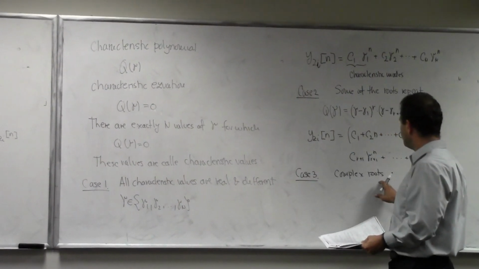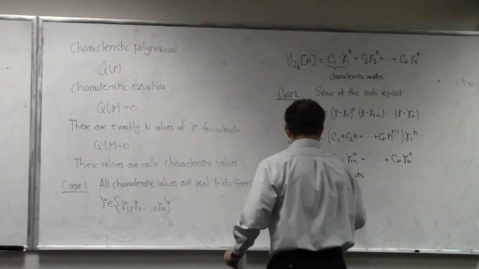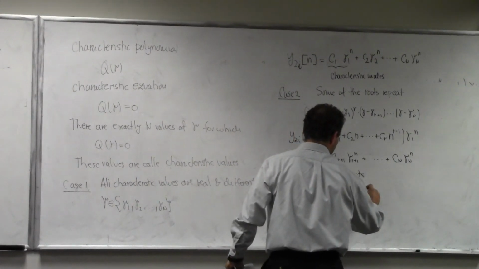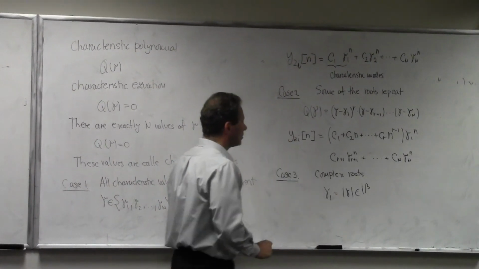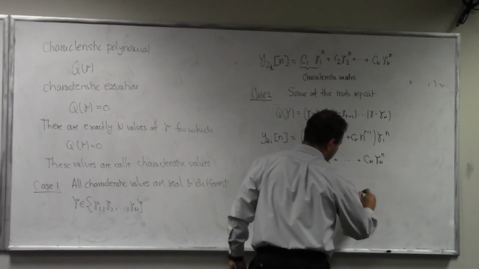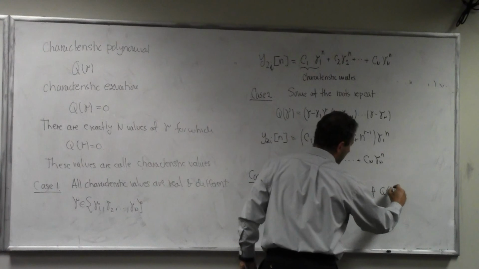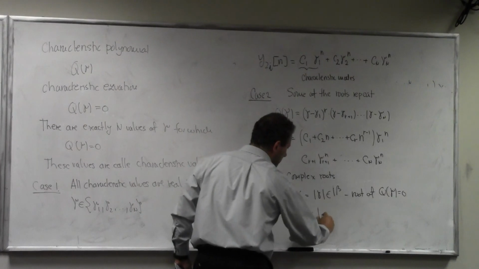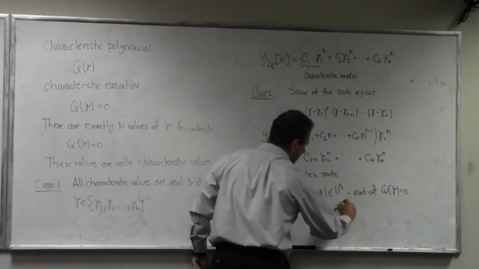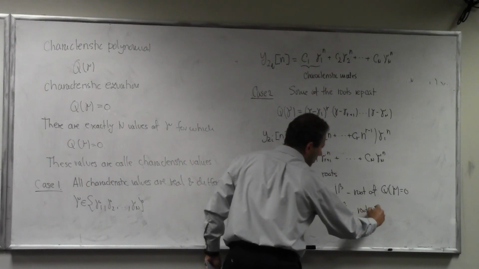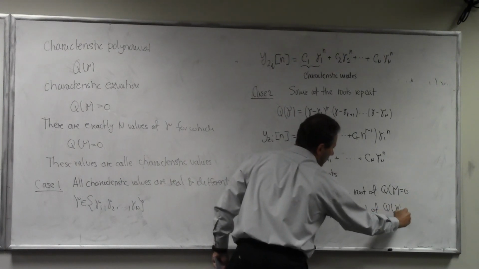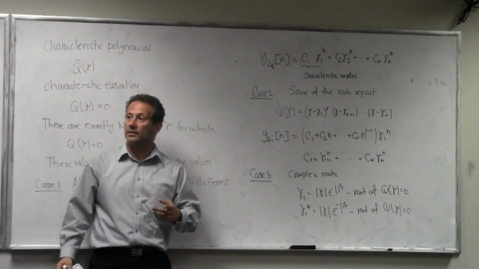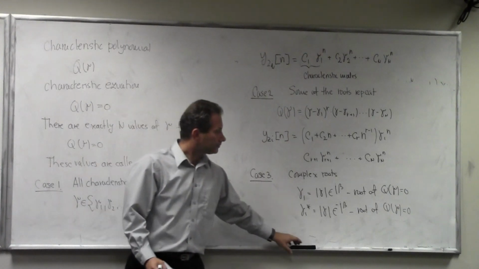So if you now assume that you have a root, let's say gamma 1, which I'm going to write as magnitude of gamma e to the j beta, and you say this is a root of your characteristic polynomial, Q of gamma equal to 0, then it has to be that gamma 1 complex conjugate, which is again magnitude of gamma e to the minus j beta, is also a root of Q of gamma equal to 0. The complex roots of a real polynomial travel in pairs, right? The root and its complex conjugate.